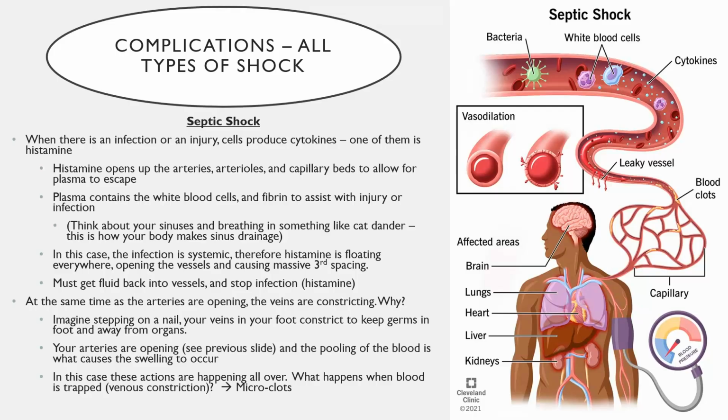What happens when blood is trapped? You get venous constriction and microclots. So you get these little microclots everywhere. You get massive vasodilation in your arteries. You get constriction in your veins. Everything is going haywire at this point.